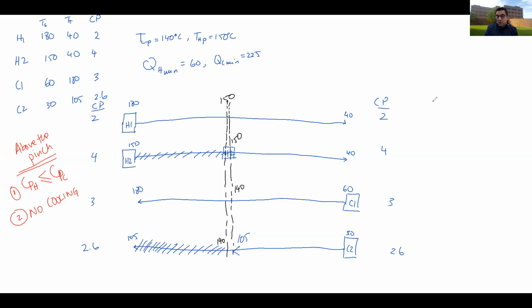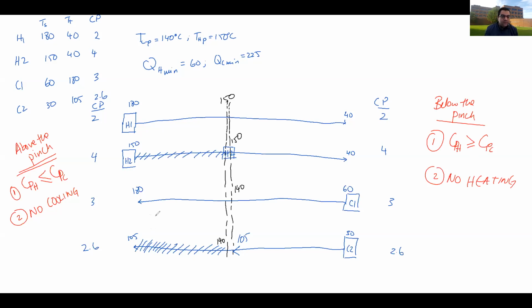Whereas below the pinch, my first rule is that CP hot has to be greater or equal to CP cooled. And rule number 2, no heating. Okay, let's have a look here. Which are the best combinations?